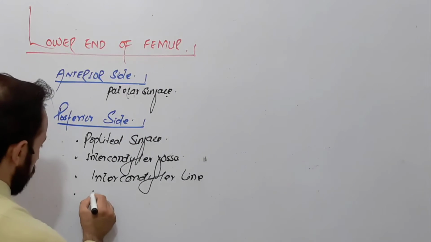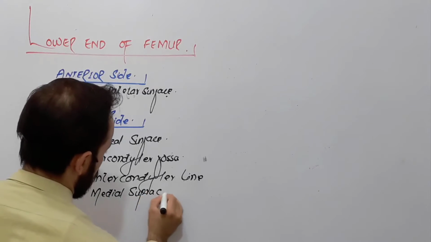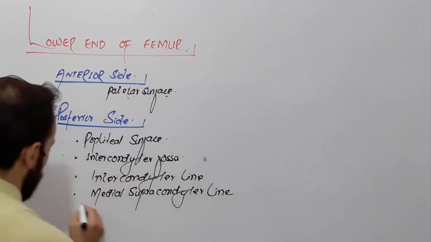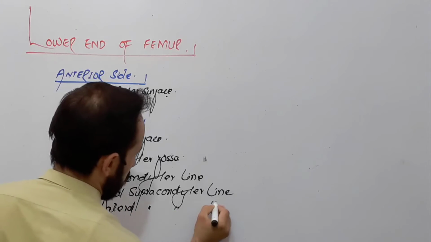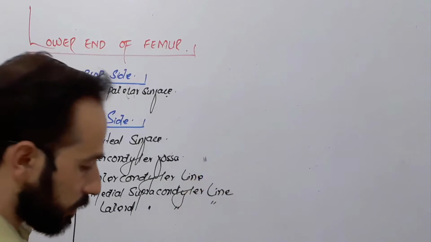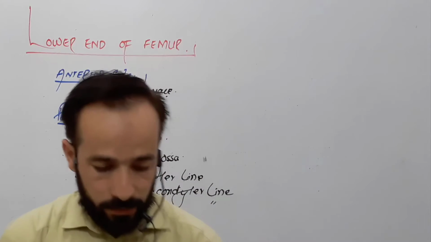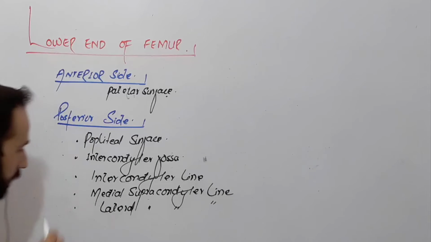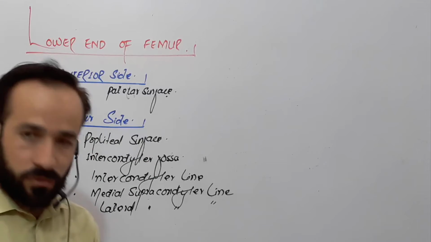So the next thing is the medial supracondylar line, right? And then there is the lateral supracondylar line, right friends? Okay, as I have mentioned here, and I will show all these landmarks in the next video, right friends? So there is the intercondylar line, there is the intercondylar fossa, and then there is the medial supracondylar line and lateral supracondylar line, and the posterior side is also known as the popliteal surface, right?